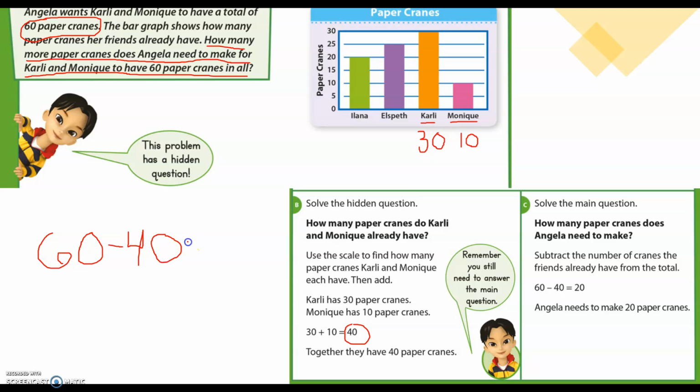60 minus 40 is pretty easy because they are whole tens. So 6 minus 4, then give the 0 back. What is 60 minus 40? 60 minus 40 is 20.